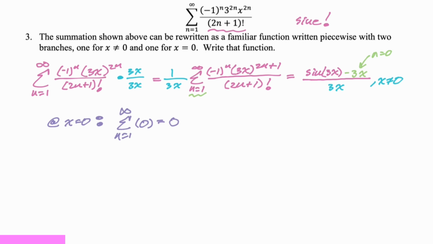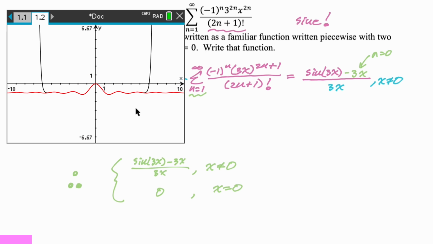So our function, rewritten as a piecewise, is sine of 3x minus 3x over 3x when x is not 0, and then it's 0 when x is 0. I'm going to put in a screenshot here of the graph of this thing and maybe like 20 or so terms of the summation, so you can just see they're definitely the same on their interval of convergence, which is kind of an amazing thing you can do with series.